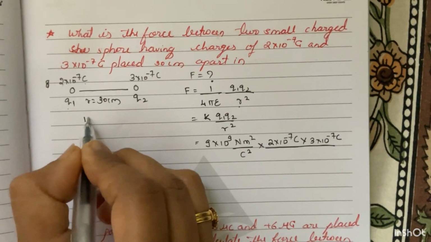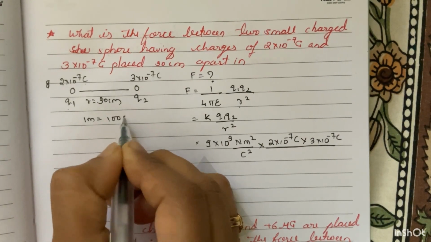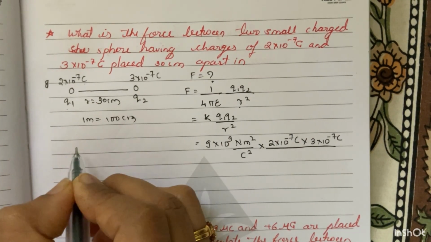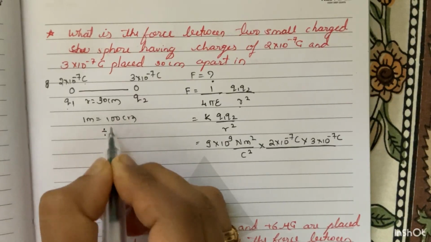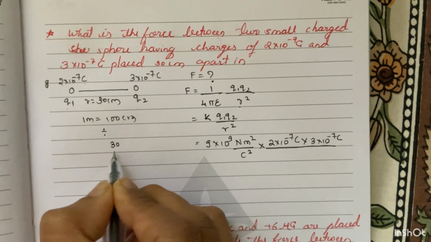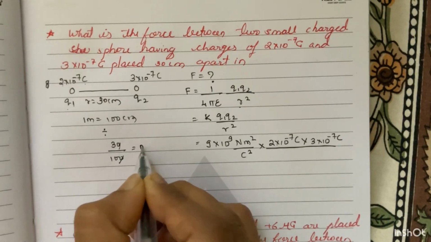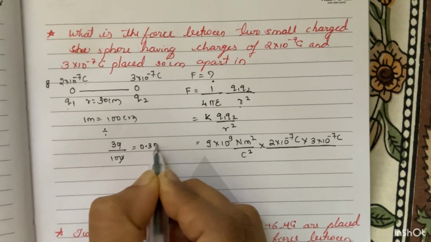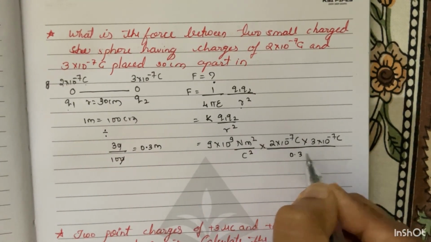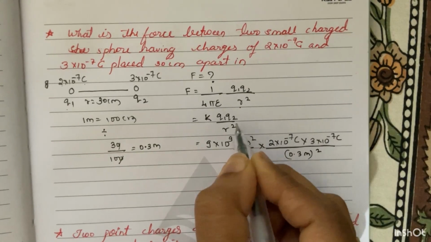We know that 1 meter equals 100 centimeters. To convert from centimeters to meters, we divide. So here I have 30 centimeters. To convert to meters we need to divide it by 100, and 30 by 100 we can just write as 0.3 meter. Now, 0.3 meter square, because it is r square.